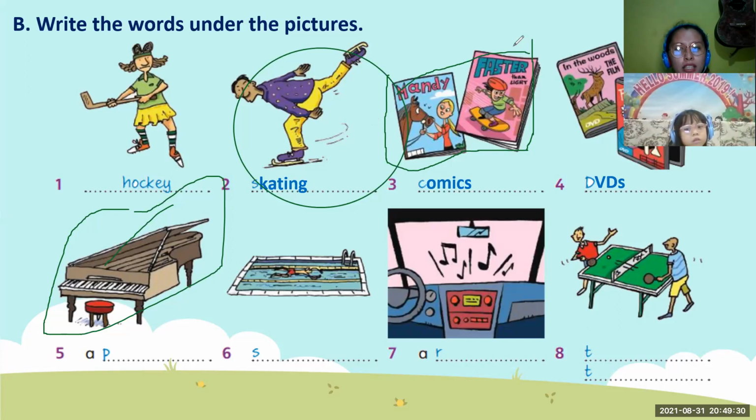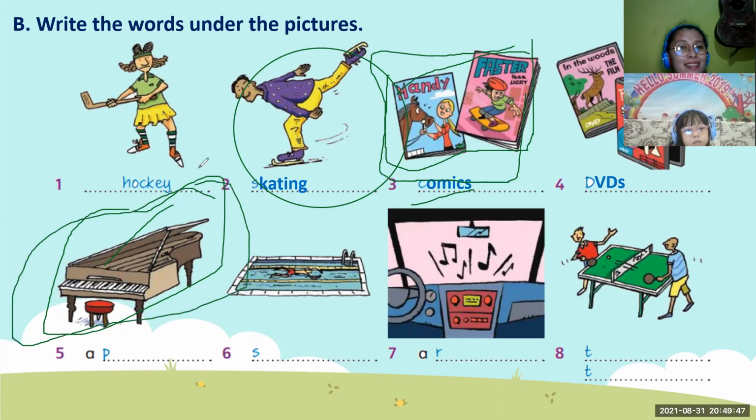Okay. When you say comics, it's like a storybook. You can read a lot of stories in there with the different kinds of stories. That is a comics. Okay? How about this one, Jenny? What's that? That is a piano. A piano. Good job. How about six?